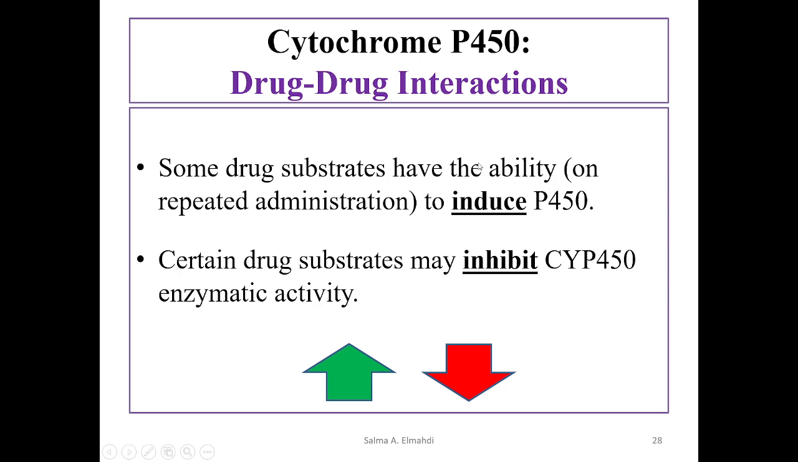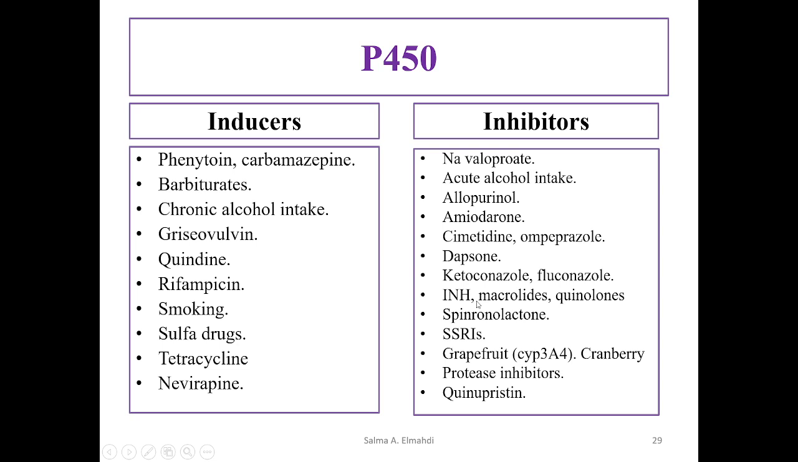Some drug substrates have the ability upon repeated administration to induce P450, and vice versa. Other drugs can inhibit cytochrome P450. And these are examples of inducers, and the list here shows the inhibitors of cytochrome P450. This is a long list.